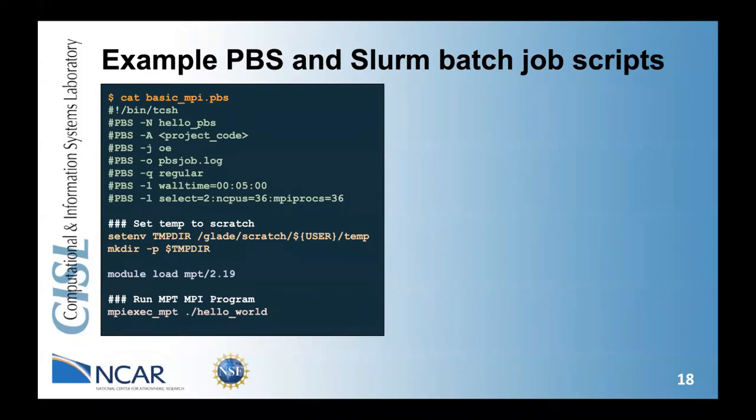The -A project code, that's the account you wanted to be charged against. So this might be something like UCUB0075 or something. You know, it's some project code you'll be aware of. You can look in SAM to see what projects you have available. -j oe, and then the line below it, -o PBS_job.log. That just means combine the output and the error, put it in a file called PBS_job.log.